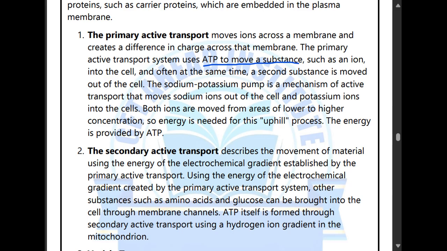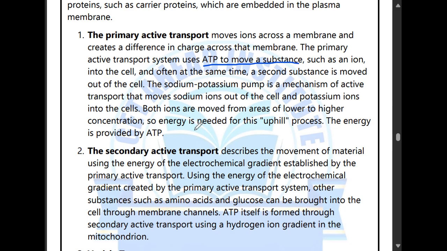Against its concentration gradient, right? So it is with the potassium. Potassium is more inside than outside. So when potassium is being moved inside, it is moving against the concentration gradient. So there will be need for energy to push those ions against the concentration gradients.